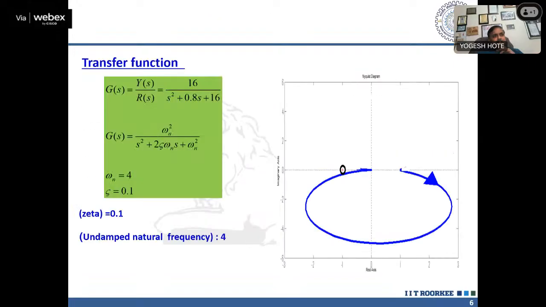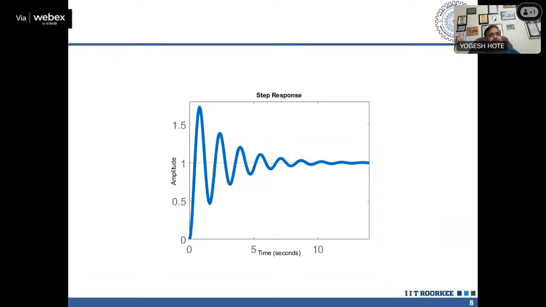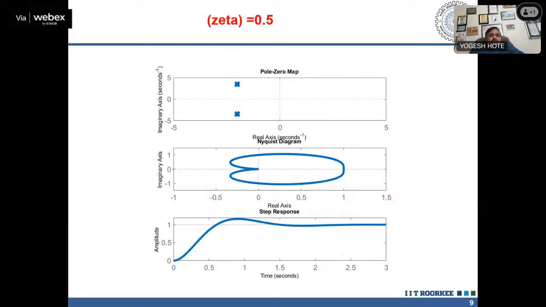So here we observe that we have taken zeta equal to 0.1, the damping factor. Now for this particular plant, we think about changing the values of zeta. So if you change the damping factor to 0.5, we are seeing the response in three ways: one is with respect to the pole-zero plot, another with respect to the polar plot or Nyquist plot, and then this is the response.